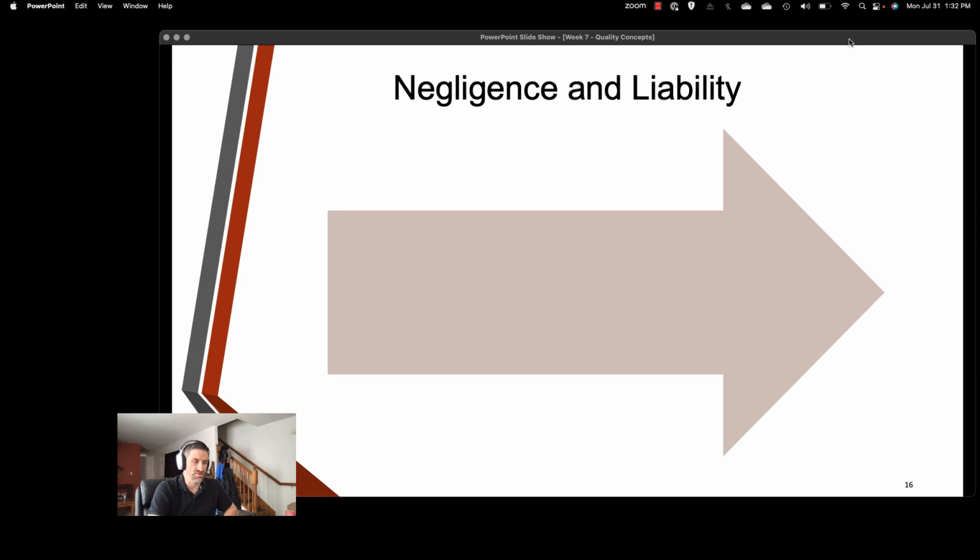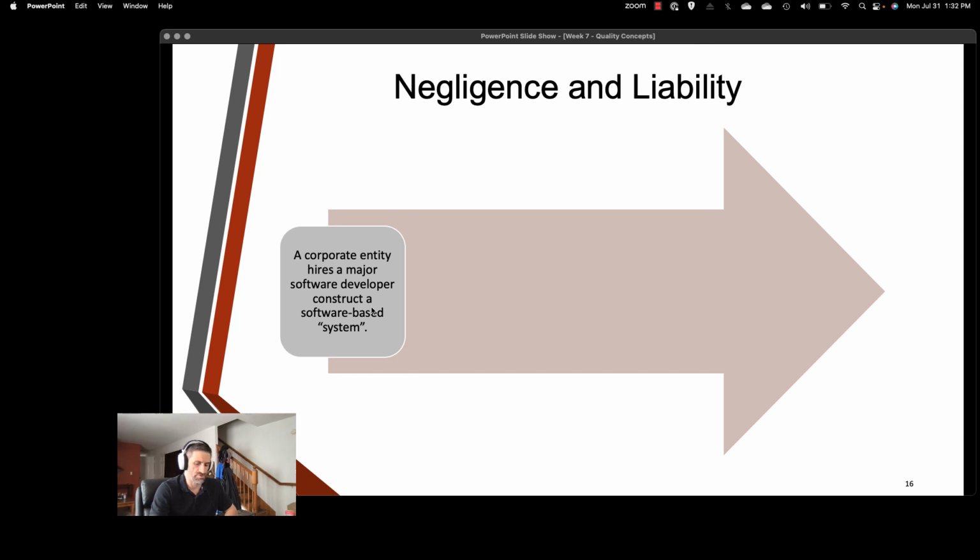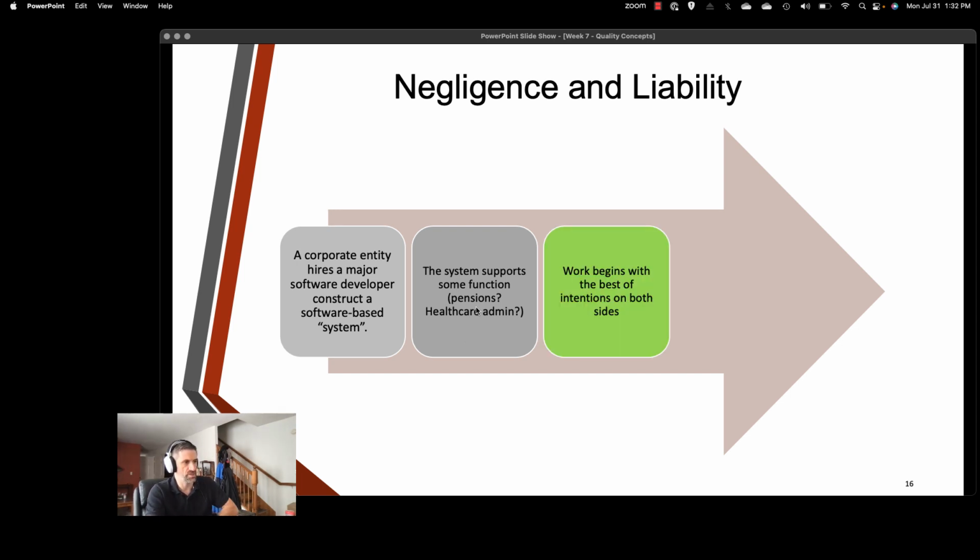All right, so let's take a look at an example of how negligence and liability can occur. We have a corporate entity who hires a major software developer to construct a software-based system. The system supports some function, so it's going to, let's say, administer healthcare information and file it, maybe for a hospital. Work begins with the best of intentions on both sides.